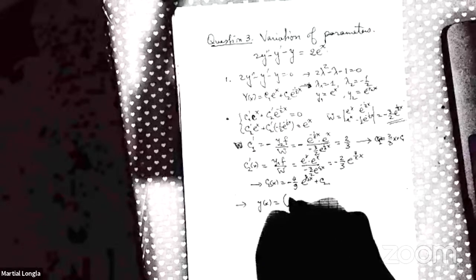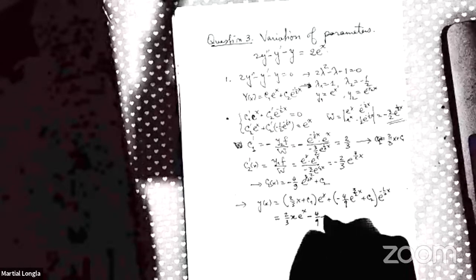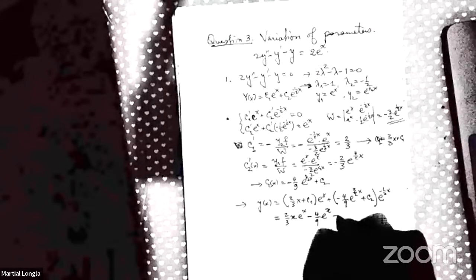And so you get the final answer, y of x equals 2/3 x plus c1 times e to the x plus negative 4/9 e to the 3/2 x plus c2 times e to the negative 1/2 x. And you can simplify that. So this is 2/3 of x e to the x minus 4/9 e to the x plus, here you get c1 e to the x plus c2 e to negative 1/2 x.